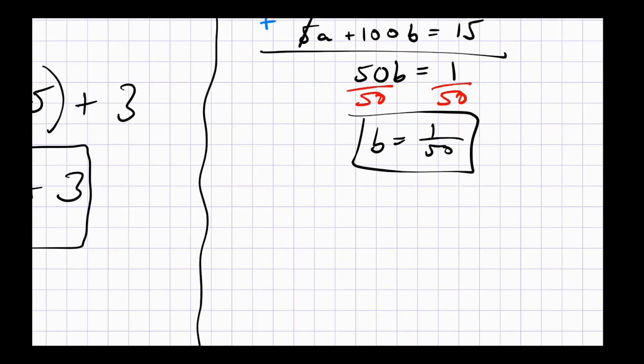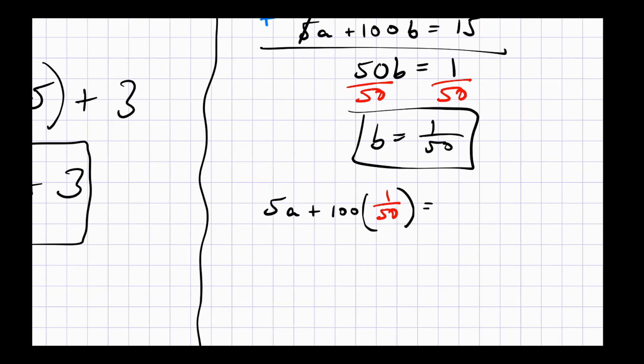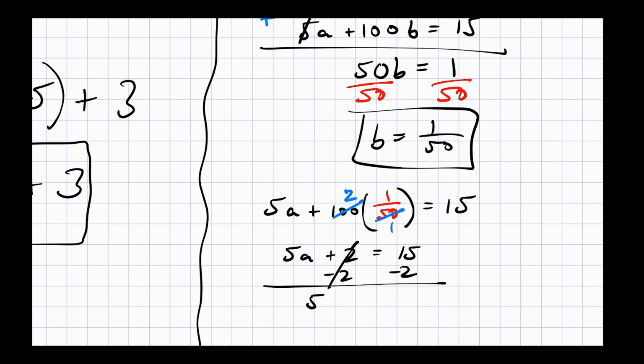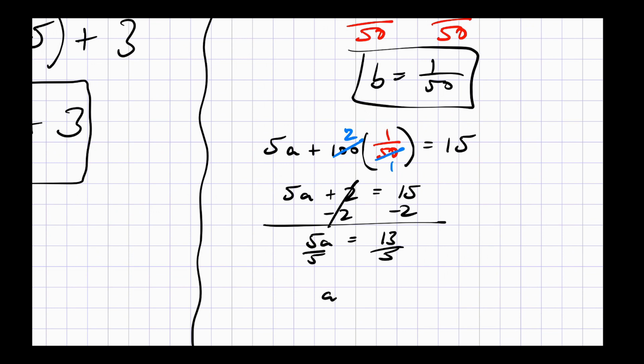I'm going to plug it into the new bottom. So I get 5a plus 100 times 1/50th equals 15. So 100 can be divided by 50. So that makes a 2 and a 1. So I have 5a plus 2 equals 15. Subtract 2 from both sides. I get a equals 13 over 5.